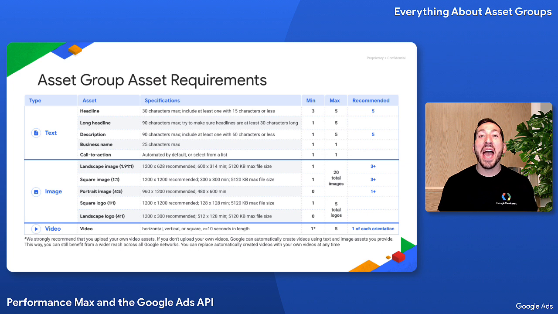Finally, providing a video is optional. However, we strongly recommend that you upload your own video assets. If you don't upload your own videos, Google can automatically create videos using text and image assets you provide. This way, you can still benefit from a wider reach across all Google networks. You can replace automatically created videos with your own videos at any time.